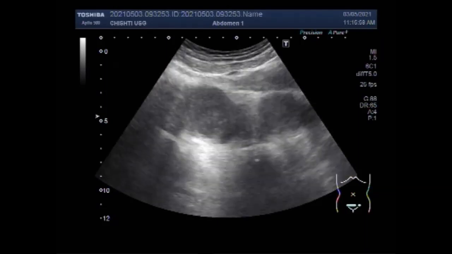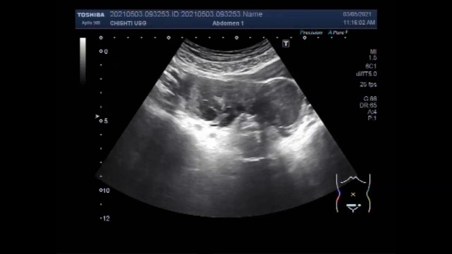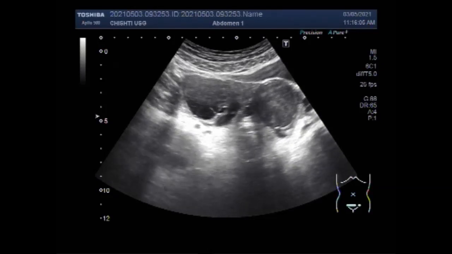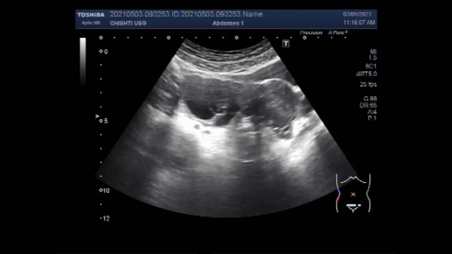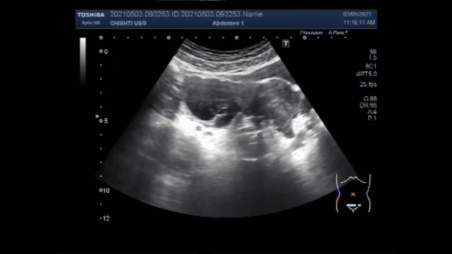There are many types of ovarian cysts, such as dermoid cyst and endometrioma cyst. However, functional cysts are the most common types. These two types of functional cyst include follicular and corpus luteal cyst.